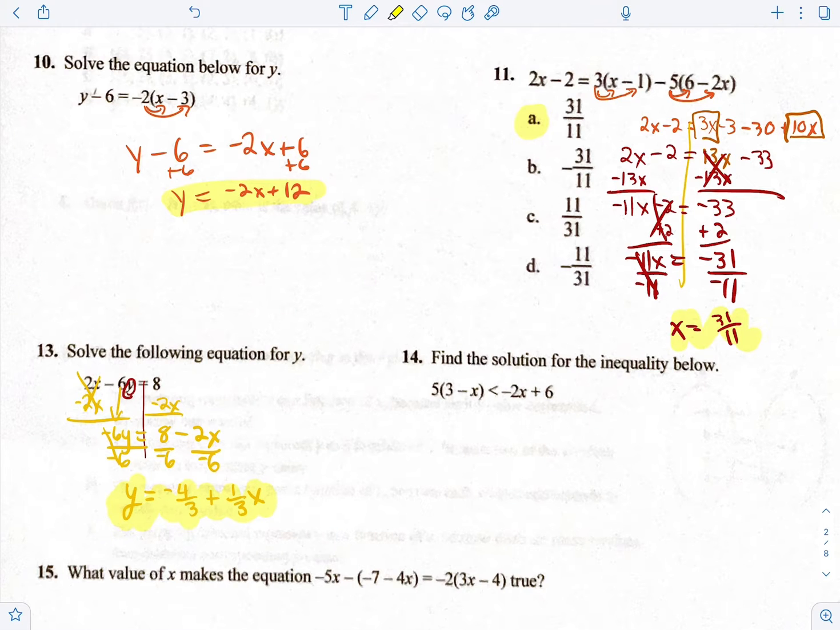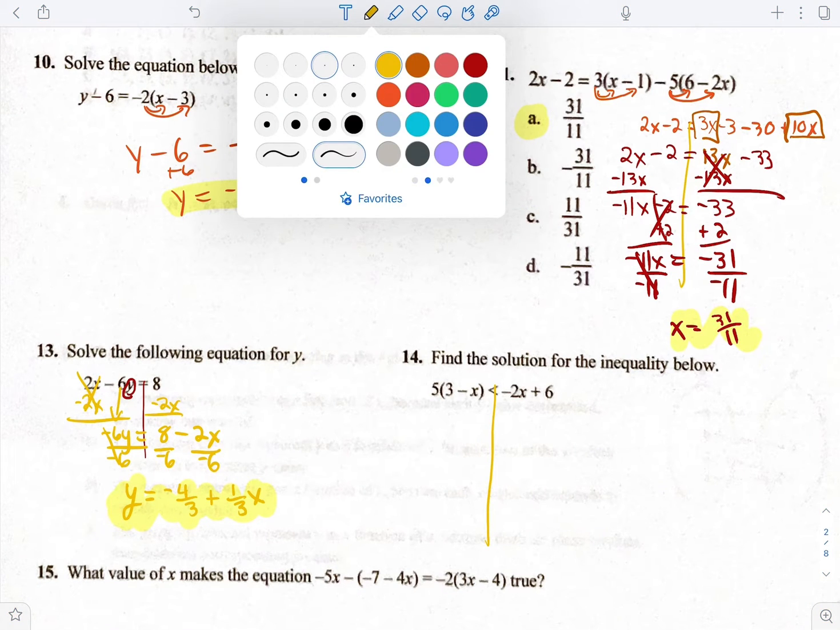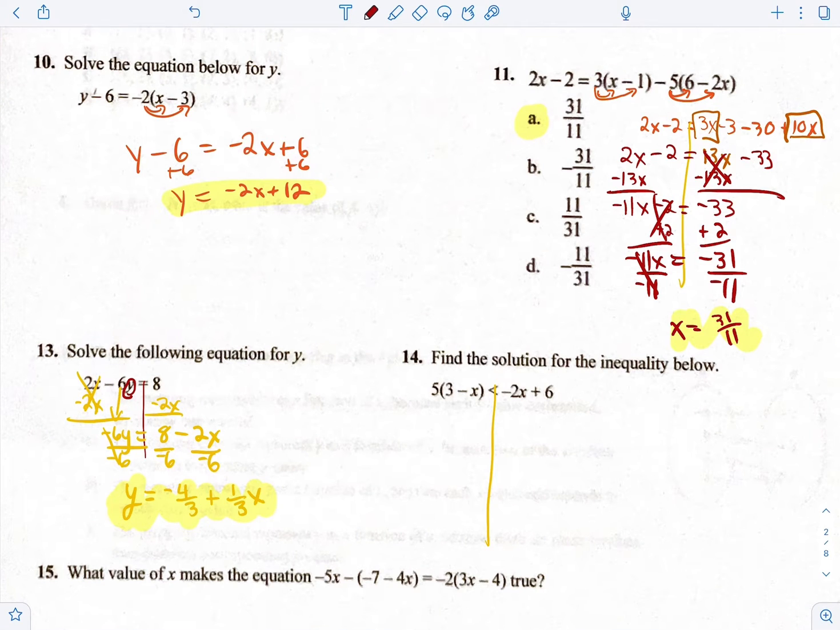All right, for number 14, this is an inequality. Draw a line down the middle. And remember, the same steps apply to solving inequalities as solving equations, except when we get to the final step, if we have to divide by a negative number, we're going to flip the sign, the inequality. So first step is to distribute. So we get 15 minus 5x is less than negative 2x plus 6.